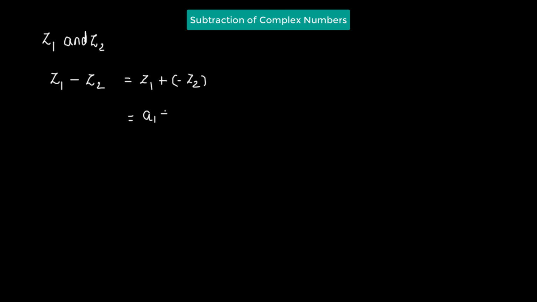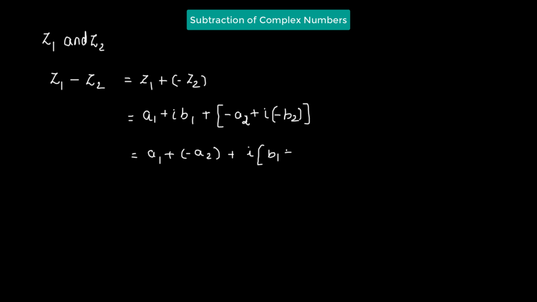Assuming that z1 is a1 plus I times b1, plus the additive inverse of z2. So that gives us negative a2 plus I times negative b2. Now let's add the like terms. So we have a1 added to negative a2 plus, taking I as the common factor, we have b1 added to negative b2, which is simply equal to a1 minus a2 plus I times b1 minus b2.